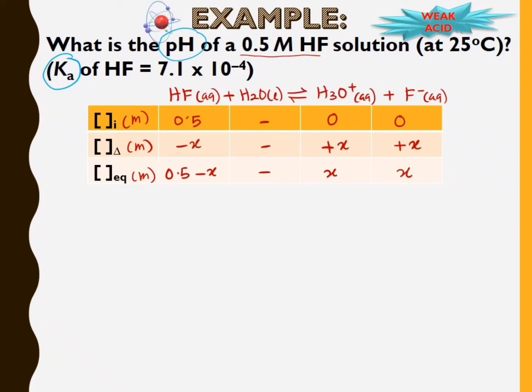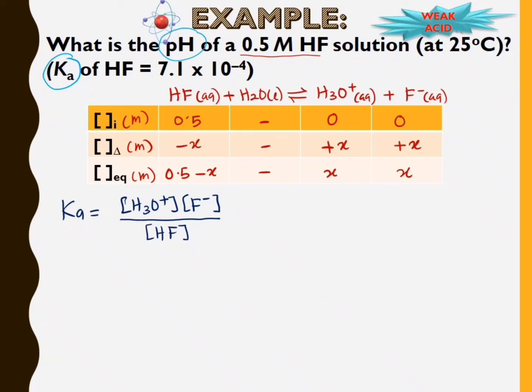Fahamkan dulu. Okay, next kita kena cari X lah. Nampak kita kena cari X. So before we calculate the value of X, we need to write the Ka formula. Okay, so the Ka formula is concentration product H3O plus times concentration F minus divide by concentration HF. Okay, so this is the formula. H2O will not involve in this formula.